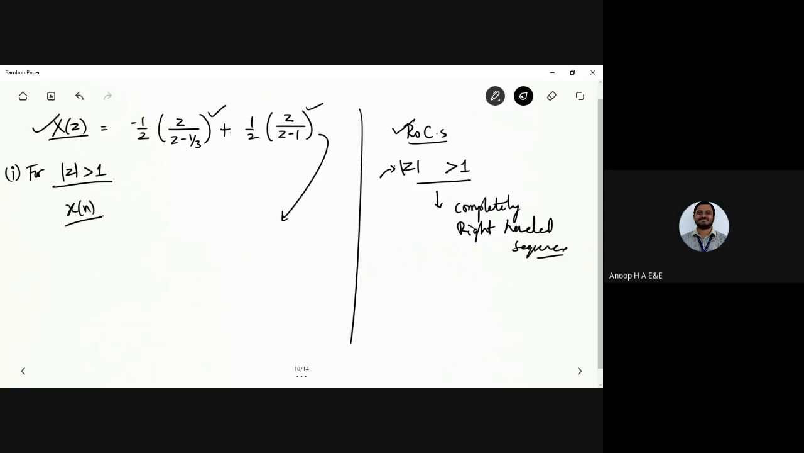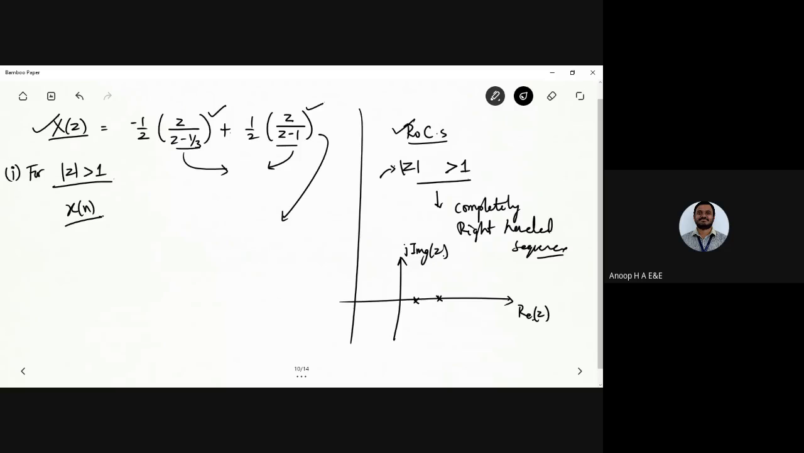So I have these two terms which I need to express, for mod z greater than 1. So let me sketch the ROC here. I have the y-axis here and the x-axis here. So what are the roots here? 1 and 1/3. The roots of the denominator of the expression are called the poles. Very important one, poles. So these are the poles here, 1/3 and this is 1 here.